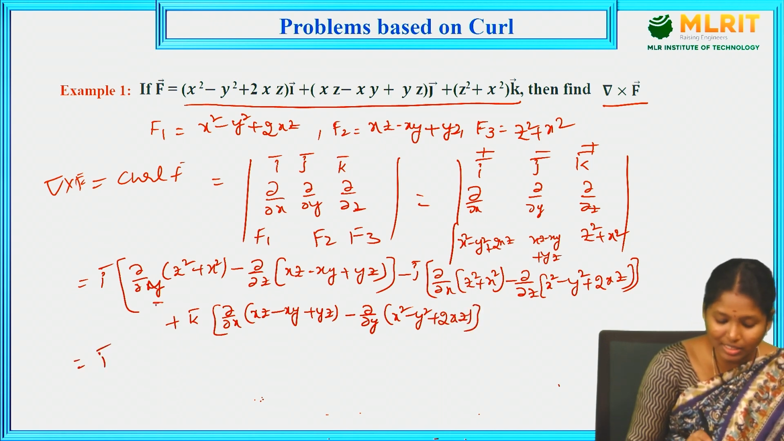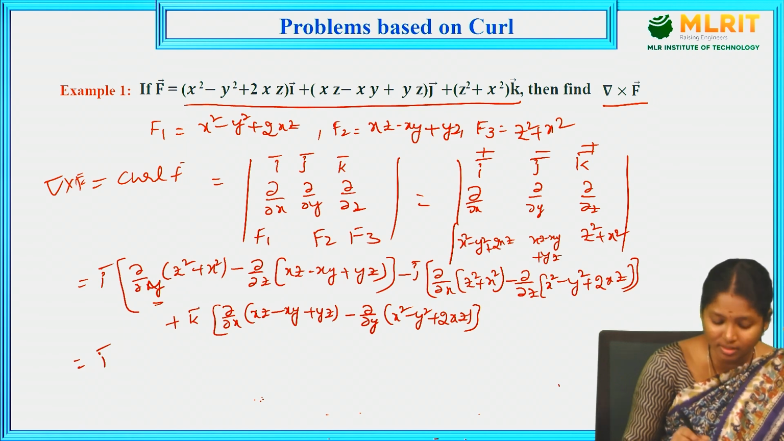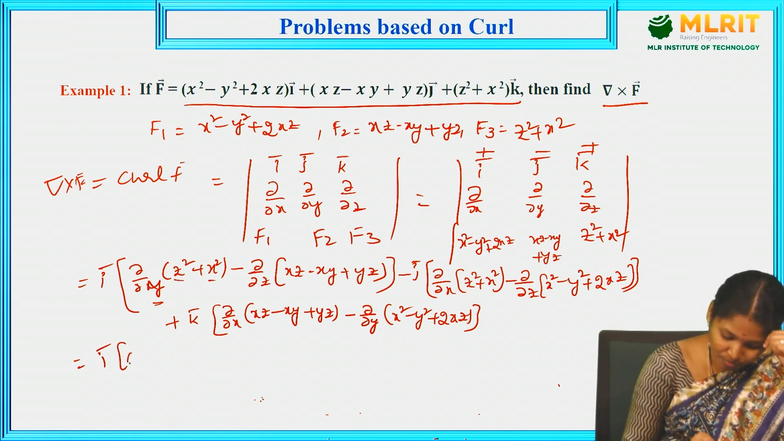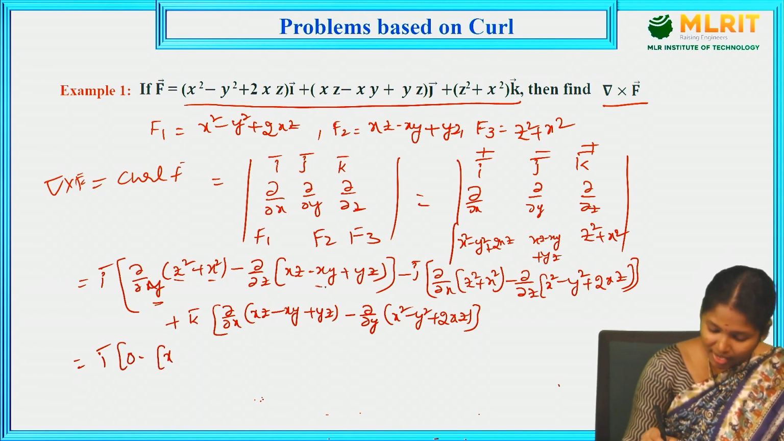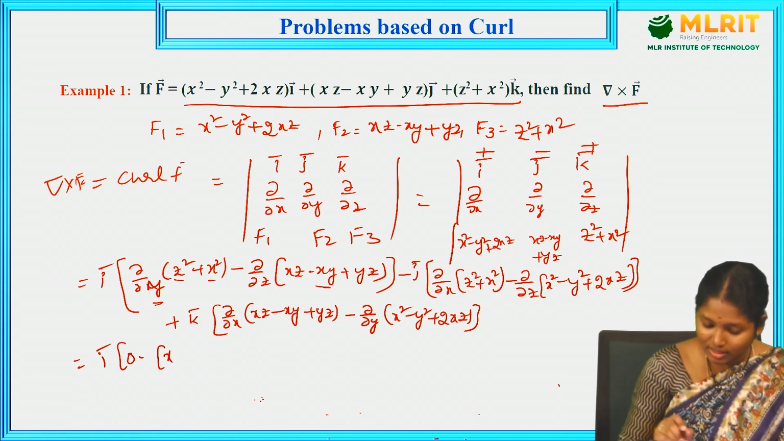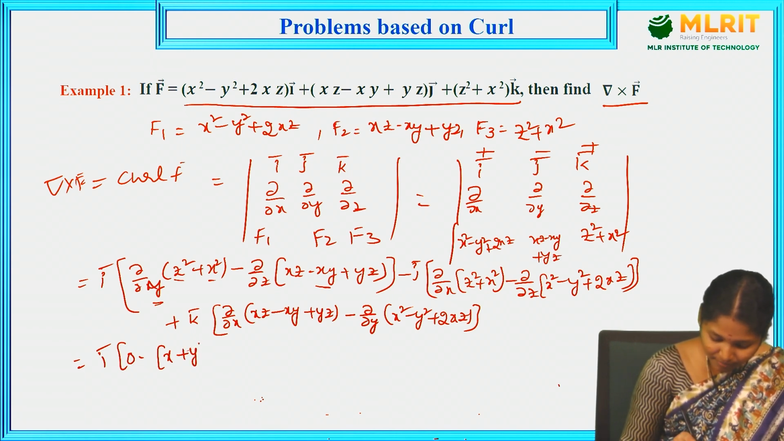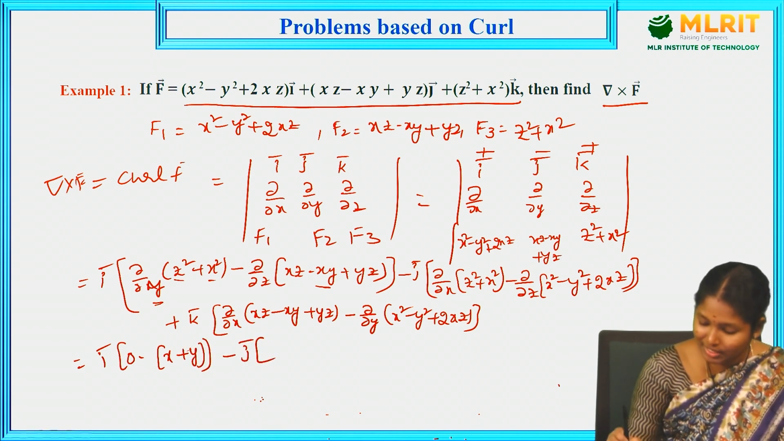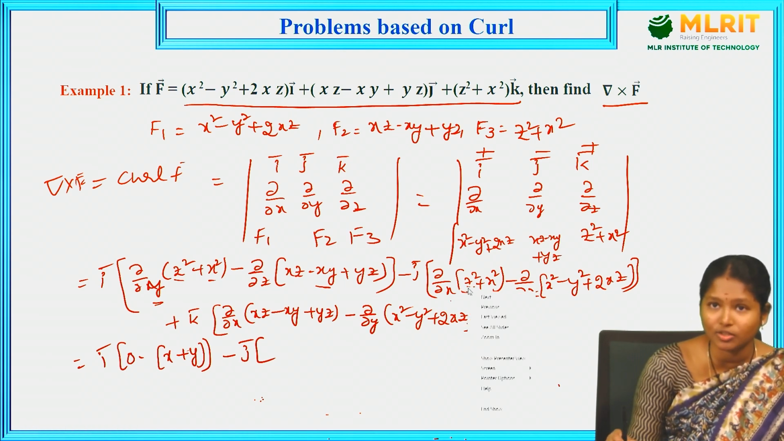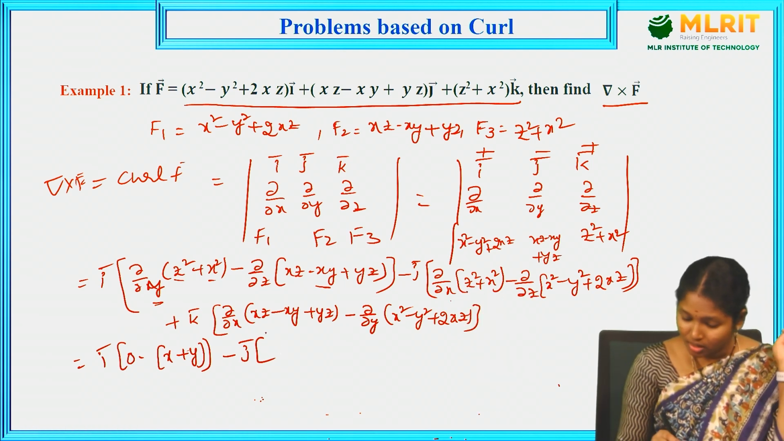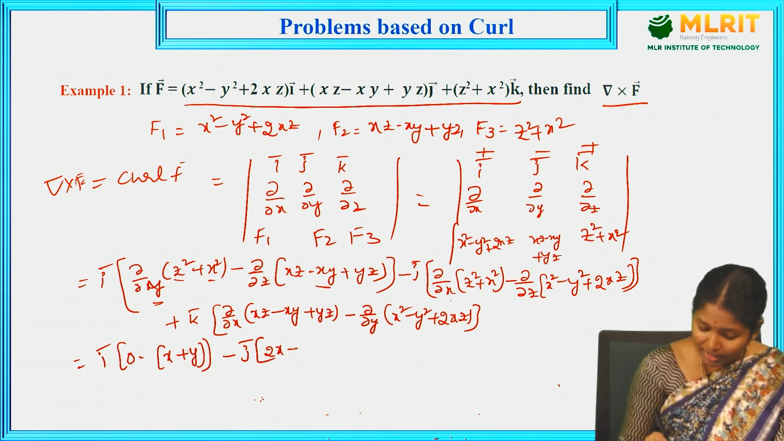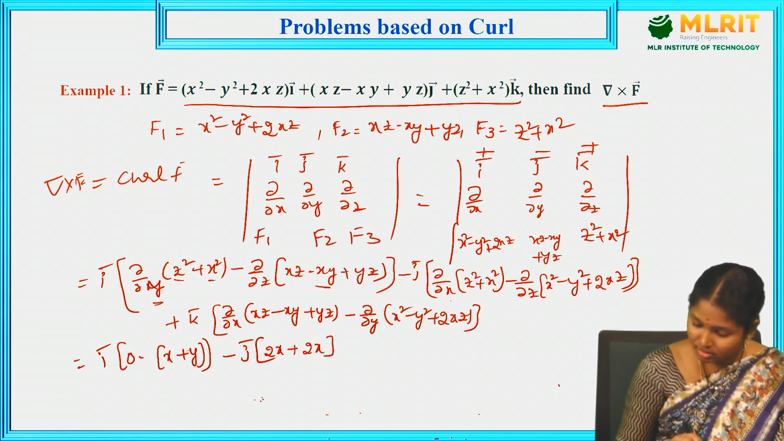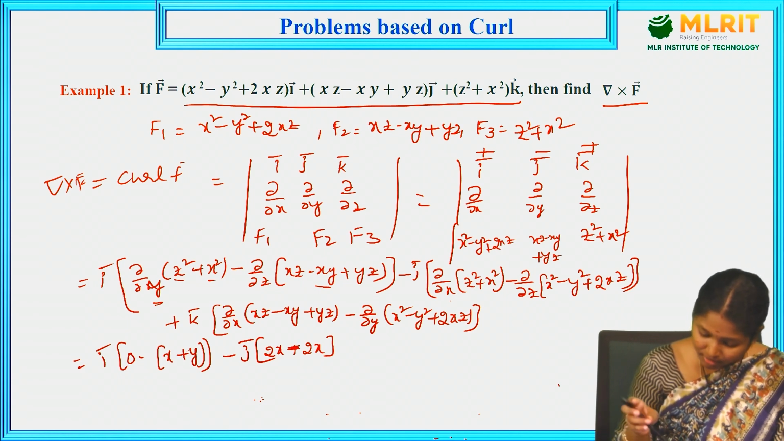So i bar: with respect to y you are differentiating, so z and x are constant here, z square x square, so 0. Minus, with respect to z you are differentiating, so x, here y is there, so x and y are constant, 0 plus y. Minus j bar: with respect to x you are differentiating, z square is constant, so 0, x square derivative is 2x. Minus, with respect to z you are differentiating, so x square y squares are constant, constant derivatives are 0, plus 2x, sorry, minus is there, right?